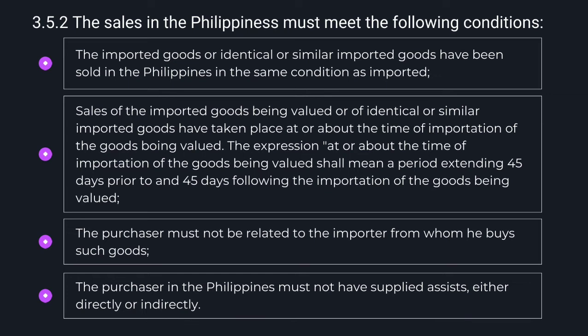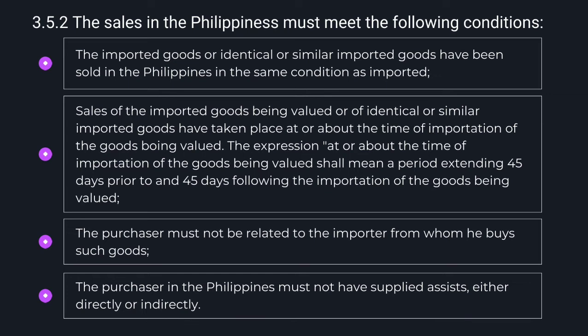And the third requirement is that the customer must be unrelated to the importer from whom he purchases such products, and last, the purchaser in the Philippines must not have provided any kind of assistance, either directly or indirectly.